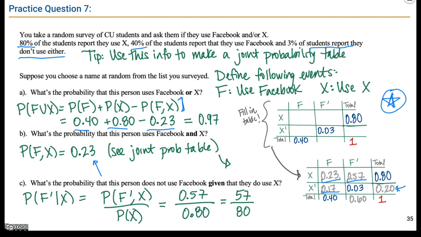And then lastly, I want a conditional probability, and so that's going to be equal to the joint of not Facebook and X, which I can see is right here. And I want that divided by the probability of X to get what fraction this is of this entire row. And that gives me 57 out of 80. So those are just some practice questions to help you apply some of the concepts we've learned so far with probability.